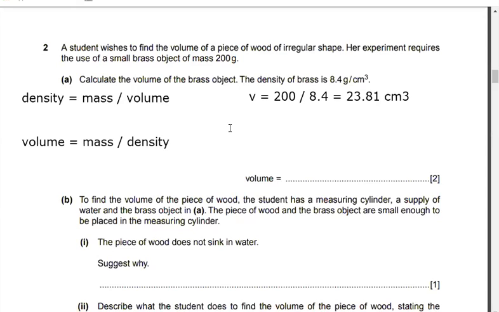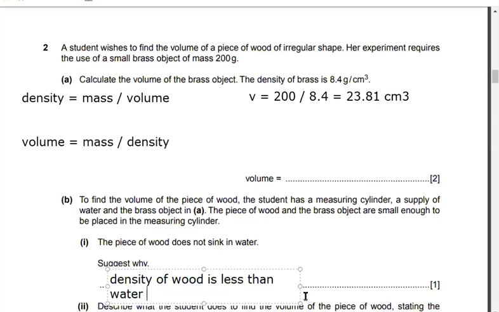Because its density is lesser than water. The density of wood is less than water. Okay, cool. Very simple question it was.